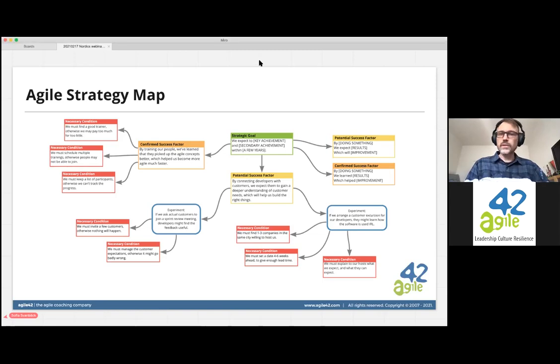Cool. So this is a strategy map. I tried to make it at the same time an example, but also a template that you can start using.